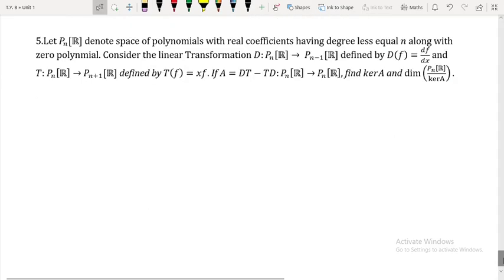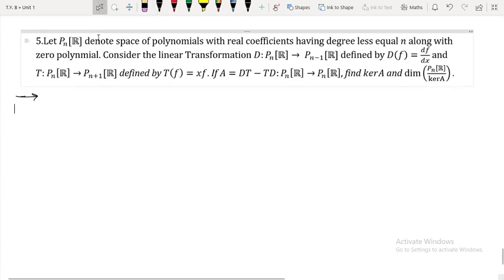Now let us go for the next question. In this question, Pn of r is given. It is the same as Pn of x, but in our question bank it is written as Pn of r, so I will use the same notation throughout. It denotes the same vector space, that is, the space of polynomials with real coefficients having degree less than or equal to n, along with the 0 polynomial. Again, one linear transformation is given.